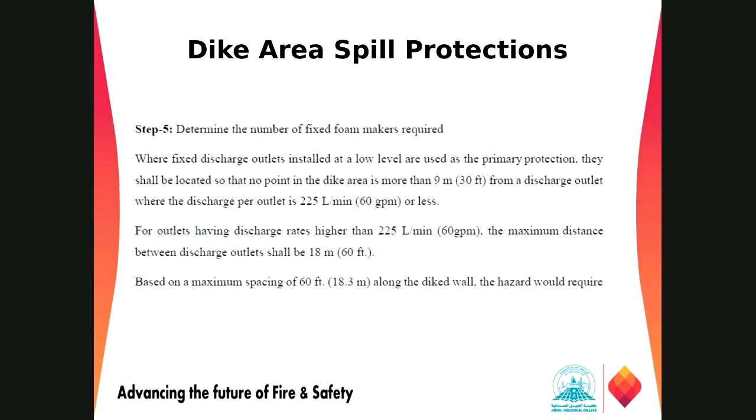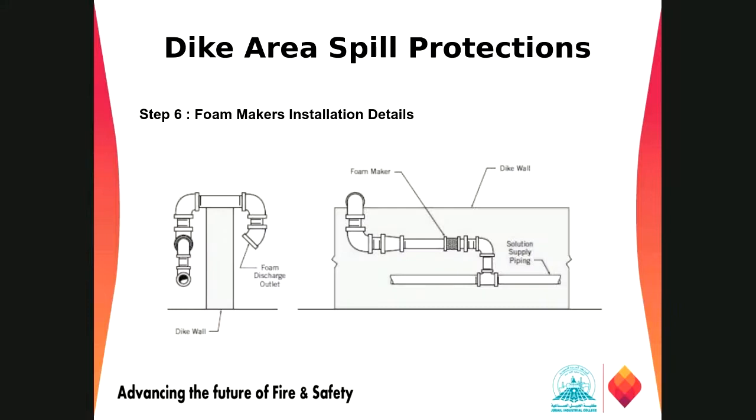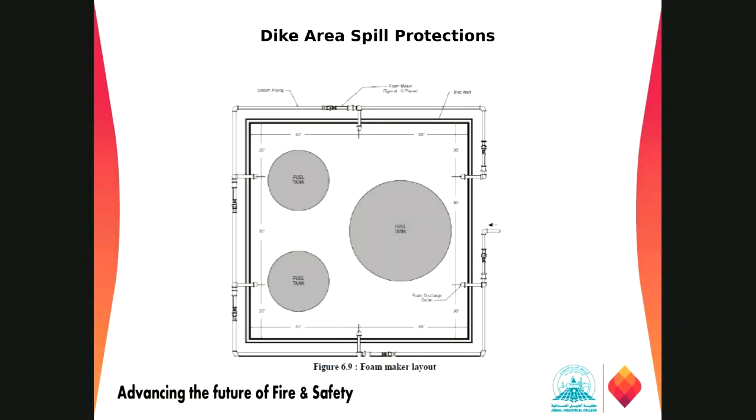So in our case, our discharge is more than 60 GPM, so the spacing between two outlets should be 60 feet along the dike area, right? Dike area or hazard would require this. Here is the figure we have for those. So we have the nozzles based on the distance, which is around 18 meters between two. The figure is not clear here, but the concept is the same. Based on this, we have to locate our foam monitors into the dike area.